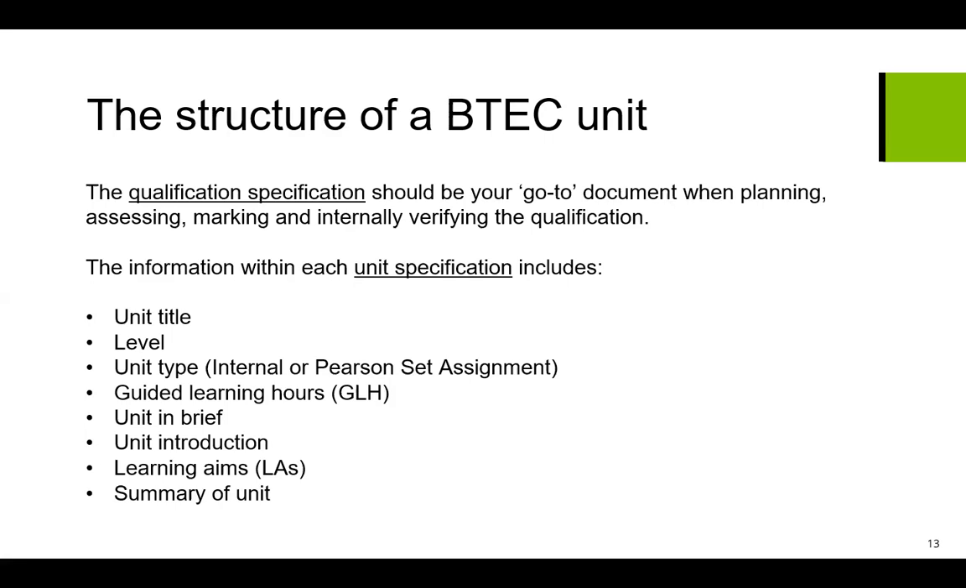Now, each unit specification is broken down into these bullet-pointed sections. So you've obviously got the unit title, the level, which will be level 2 in this case, the type of unit. If it's an internal unit, that's where you use the authorized assignment briefs. If it says Pearson set assignment, then that's going to be one that you're using the Pearson set assignments for. If you remember, that was units 2, 3, 4, and 5. The guided learning hours will be there. There'll be an overview of the unit in brief, explaining what the unit's about. That'll be followed by an introduction to the unit. The learning aims will be there with all the content that's linked to that, and then a summary of the unit.